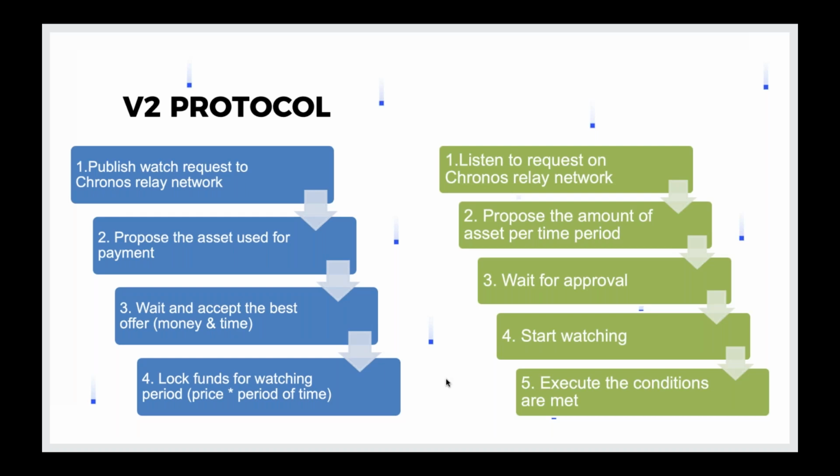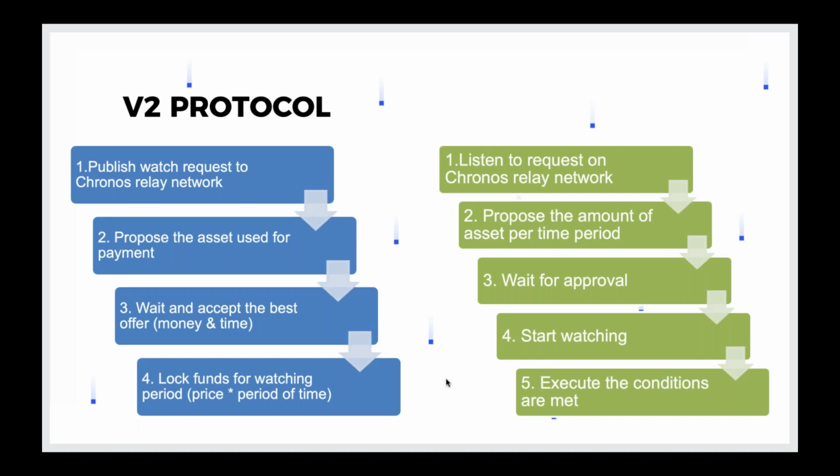So on the left-hand side, the blue ones, you see a couple of simple steps of this protocol from the user point of view: someone who is scheduling or ordering, requesting the conditional scheduling. On the right-hand side, you see the steps that are actually performed by the nodes, so the relayers, or the time nodes in our vocabulary.